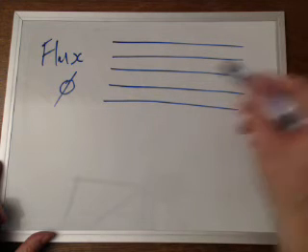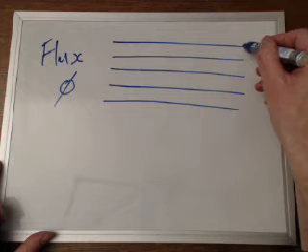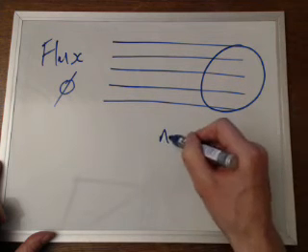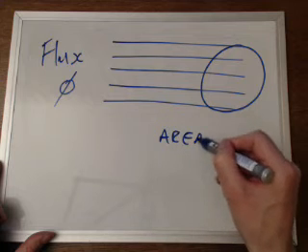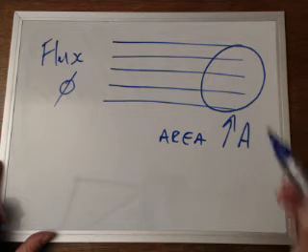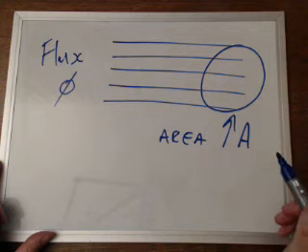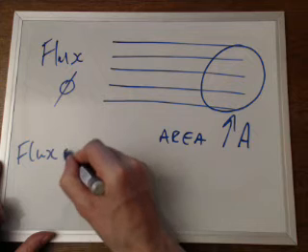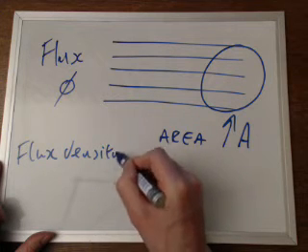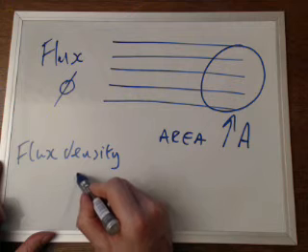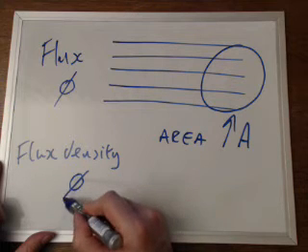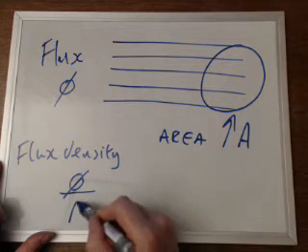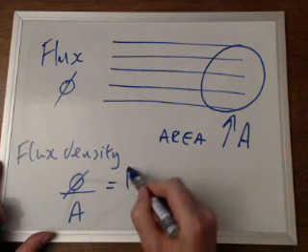So let's take some flux here, and let's have an area here. So this is an area A. So we're now containing it. But now we've got something called flux density, and flux density, which is flux divided by the area, is equal to B.